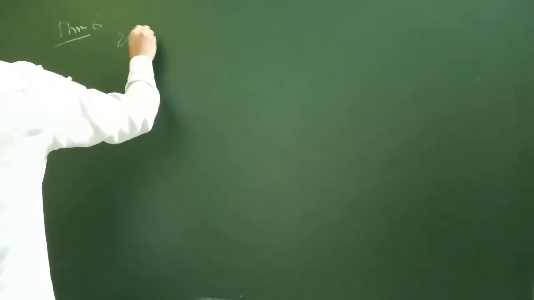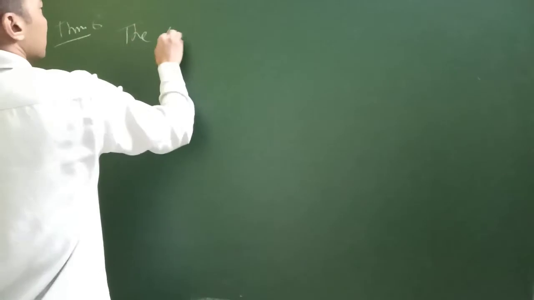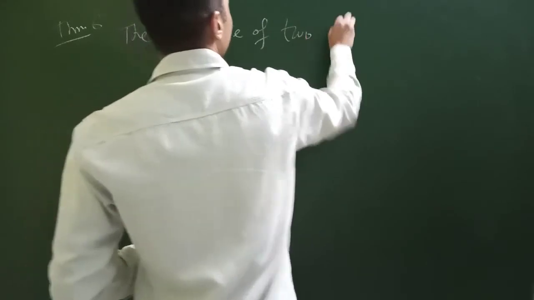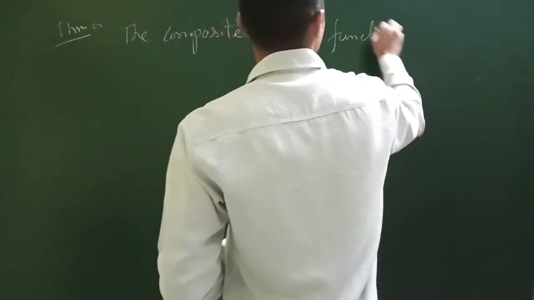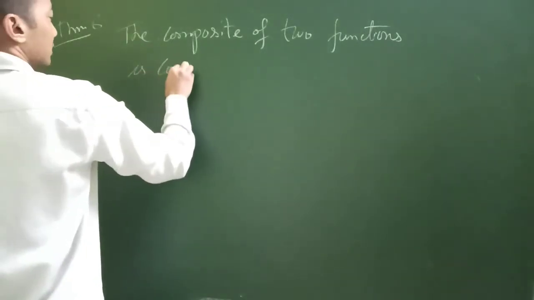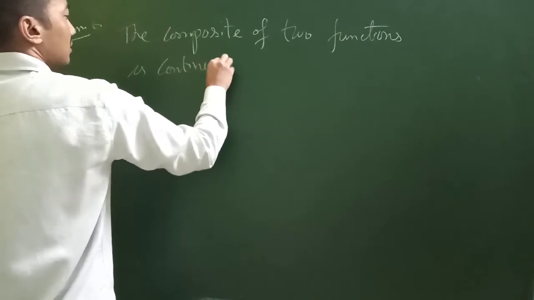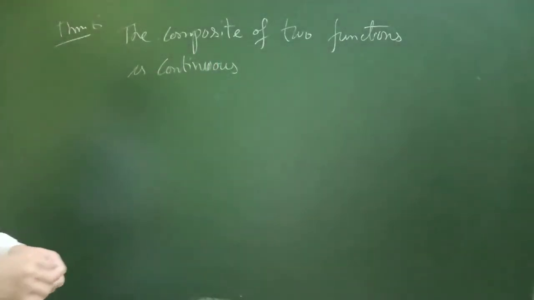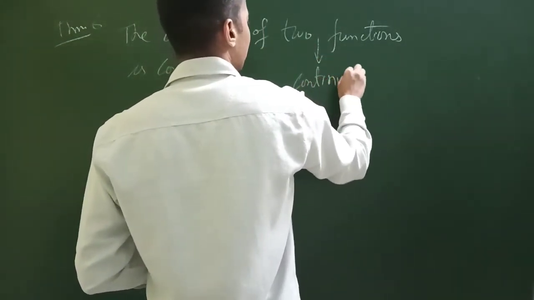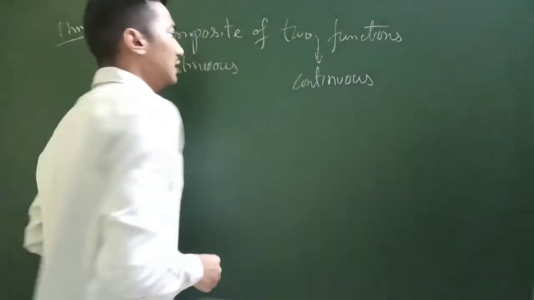Then some more theorems. So I think that would be theorem number 1, 2, 3, 4, 5. I guess this would be 6. You can write down the composite of two functions. The composite of two functions is continuous. The composite of two, of course, continuous function. The composite of two, not just any function. The composite of two continuous function is also continuous.